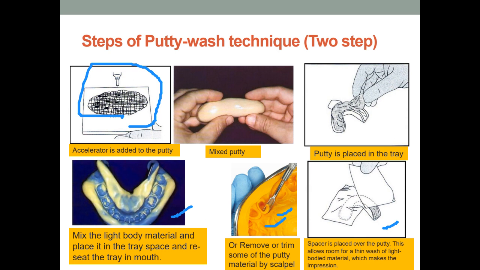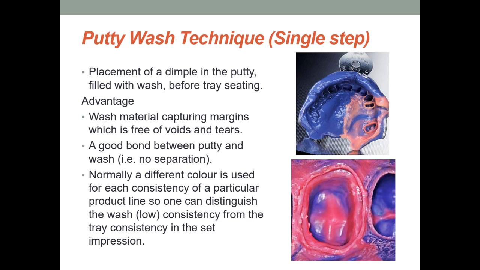Then the putty wash technique can be a single stage also. In this technique we are going to make an impression at the same time with the light body, but the trick is, when you are making an impression with the putty, you just create a space for the prepared area and put the light body around the teeth and on the tray at the same time, and place the complete impression in the patient's mouth. So you will find such type of impression.